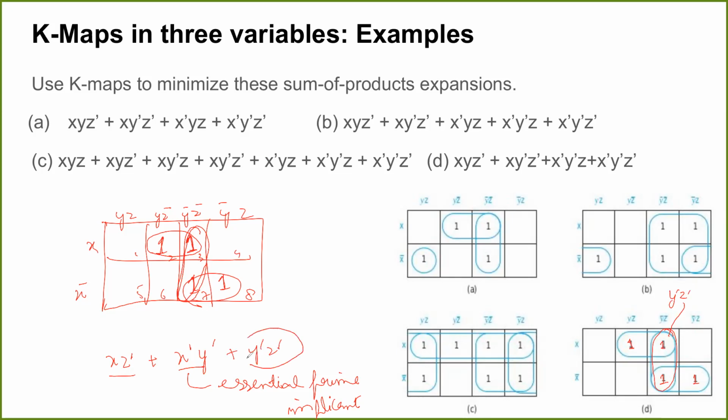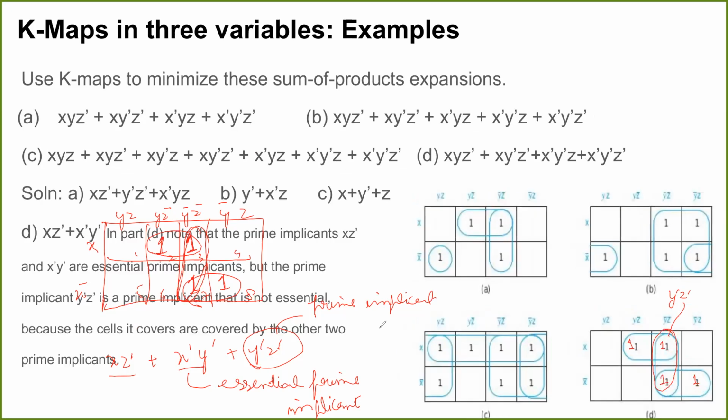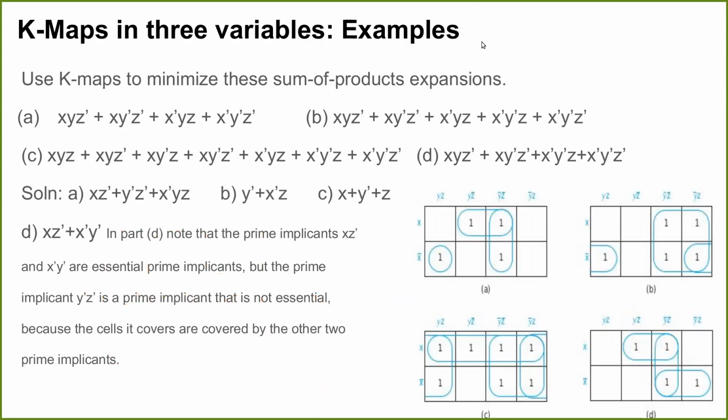Okay, but this last one, as you can see, the cells it's covering are already covered. The cells of 3 and 7 are already covered. So such kind of terms are known as prime implicants, but they are not essential prime implicants. Essential prime implicants are those which cover something new. Prime implicants just cover your term. Okay, and in general, when you are doing circuit minimization, you should always mention only the essential prime implicants. That's why if you look at the reduced expression of this, it will only be this term and this term.